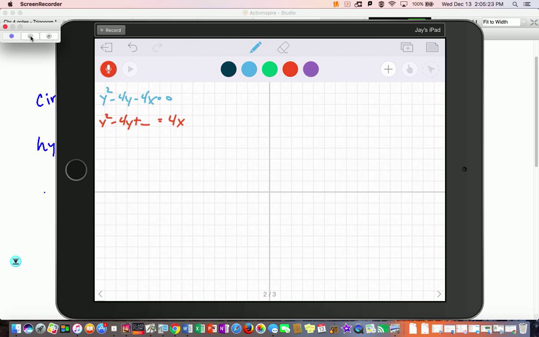You may have been taught differently, but that's how I do it. Now, if I take the negative 4 and divide by 2, I get negative 2. Square it, I get a 4. So what I'm going to do is add that here and add that here. So now we're looking at y minus 2 quantity squared is equal to, now in this thing, we want to make sure that it's x to the first power. So we factor the 4 away from the x, and 4 divided by 4 is also 1. So this is our standard form.